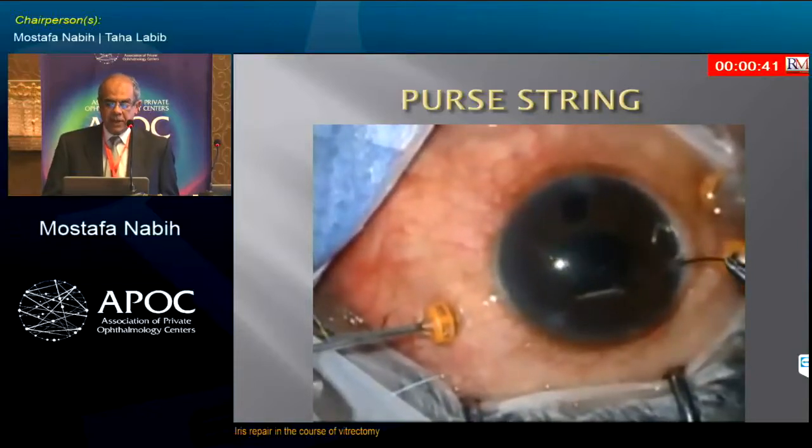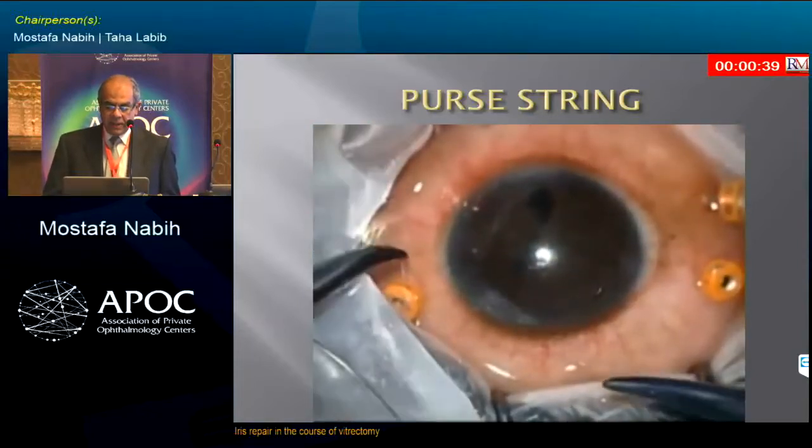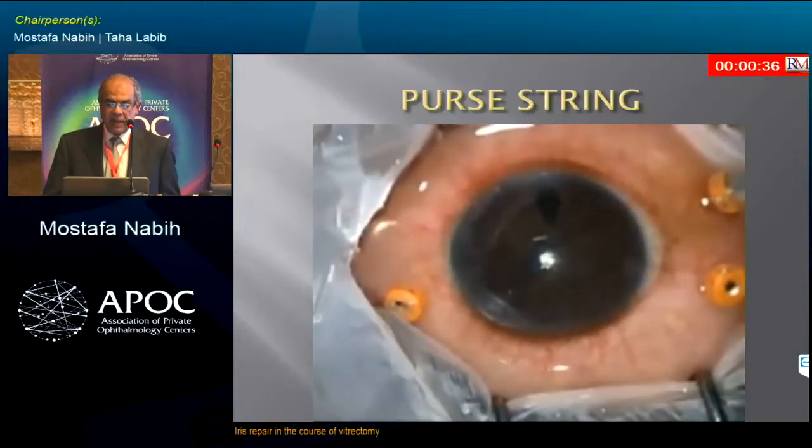I have now a purse string suture surrounding the iris. Just by pulling the thread, I have a central rounded pupil. Thank you very much.